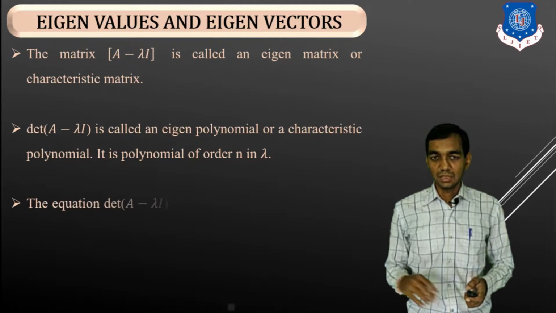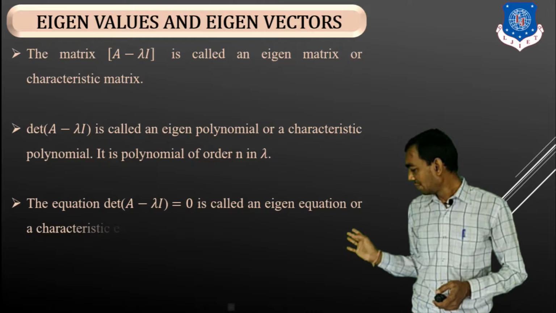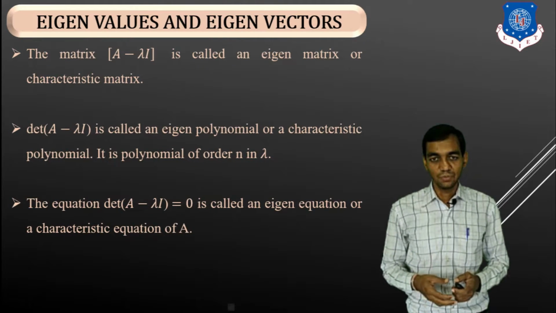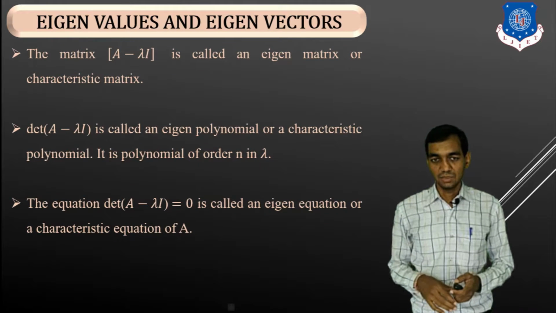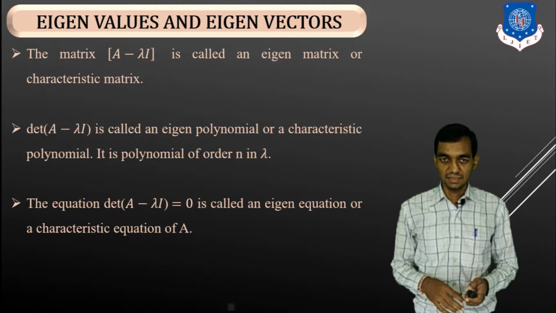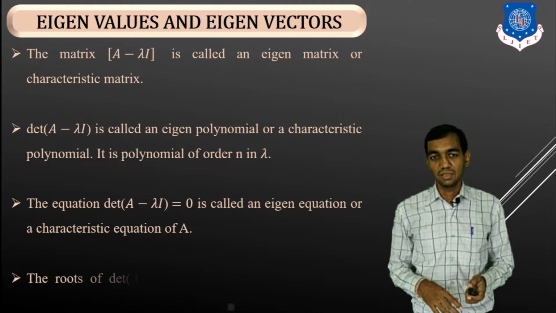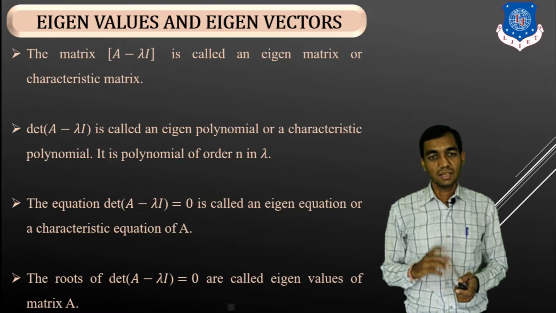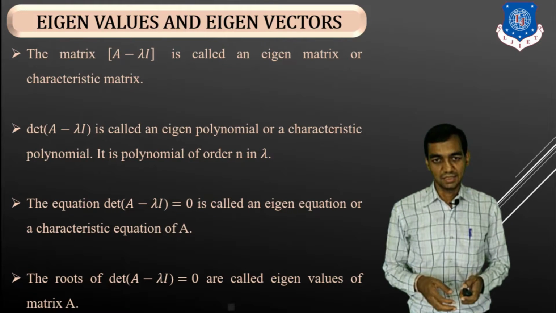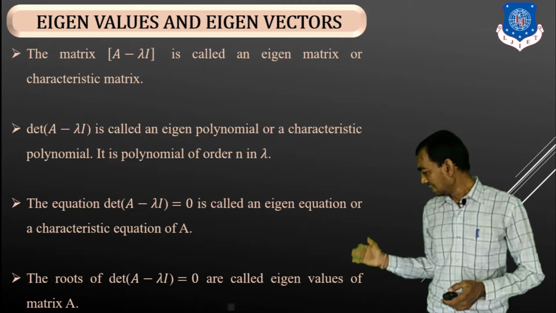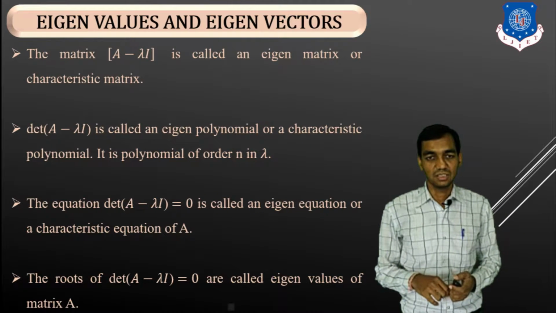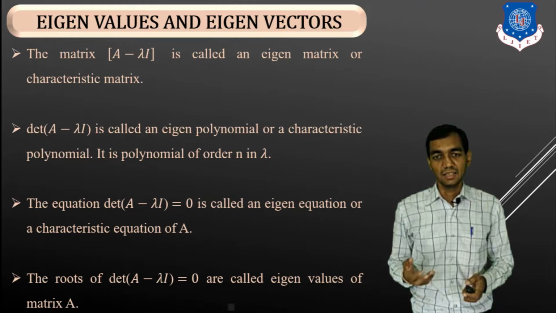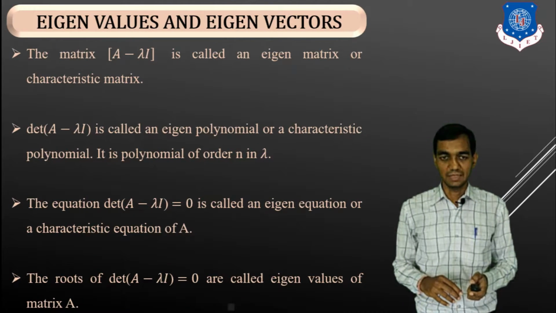Now, if you put the determinant of A minus lambda I equal to 0, that means you equate the determinant with 0, then that is called the eigen equation or the characteristic equation. And whatever the roots of this equation we have are called the eigenvalues or the characteristic values. That means by factorizing and solving this equation, we have to find the values of lambda. Whatever the values of lambda we have are called the eigenvalues of a matrix.